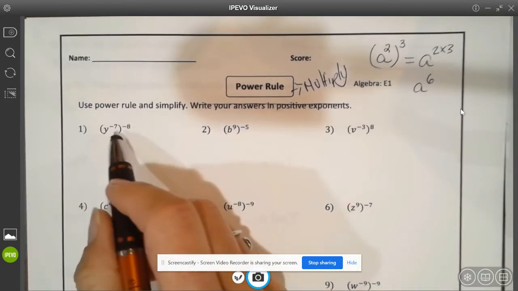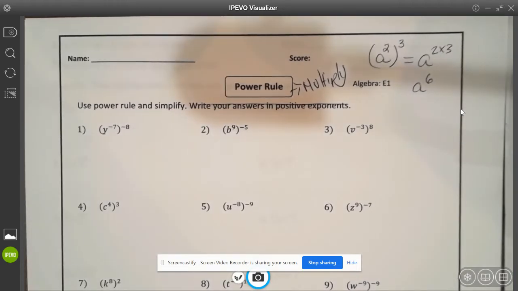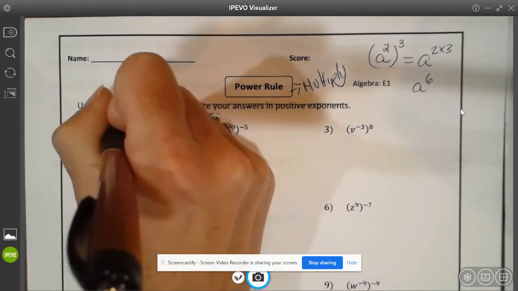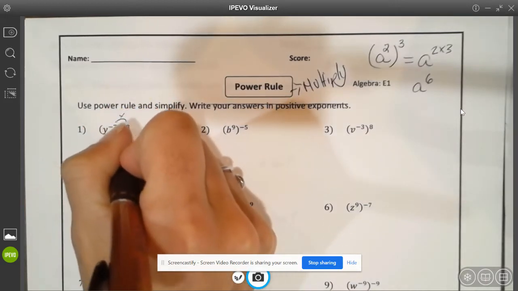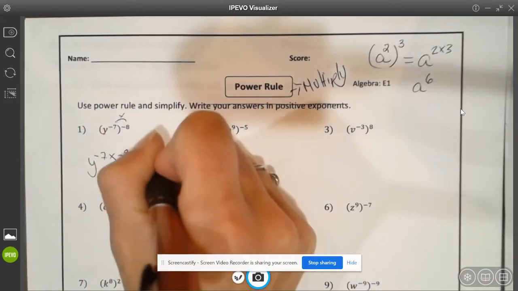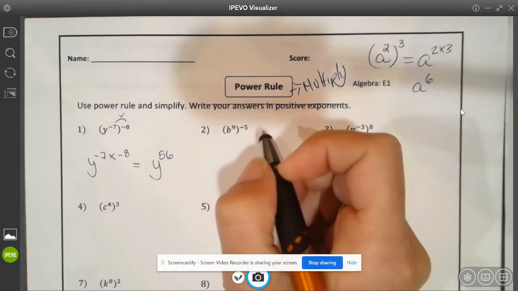Negative rules apply here too. So that's y to the -7 raised to the -8. So you multiply the exponent. So that's y to the -7 times -8. So that is y to the 56, positive, right?